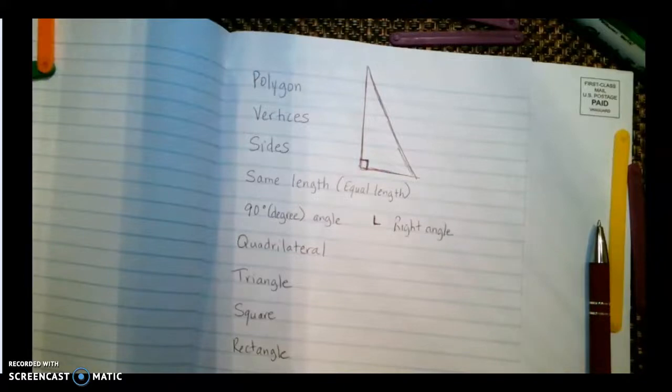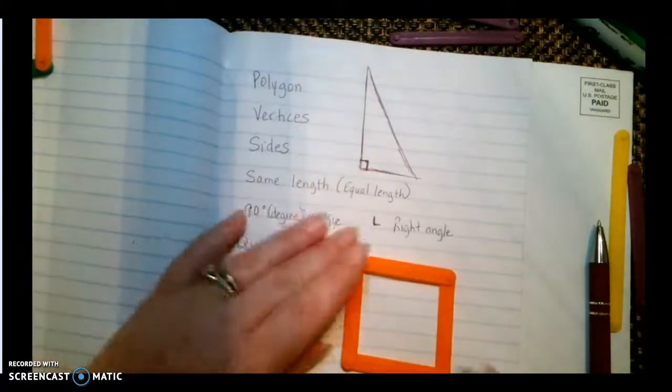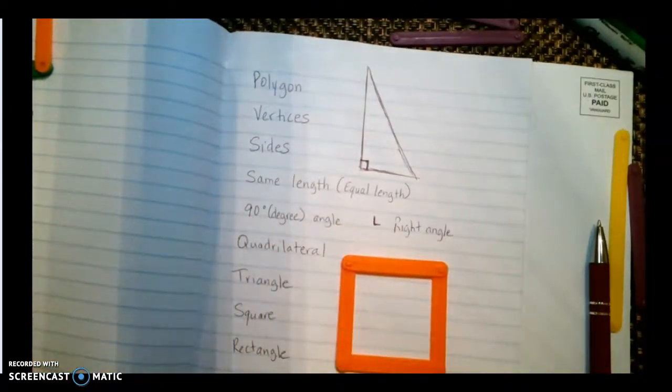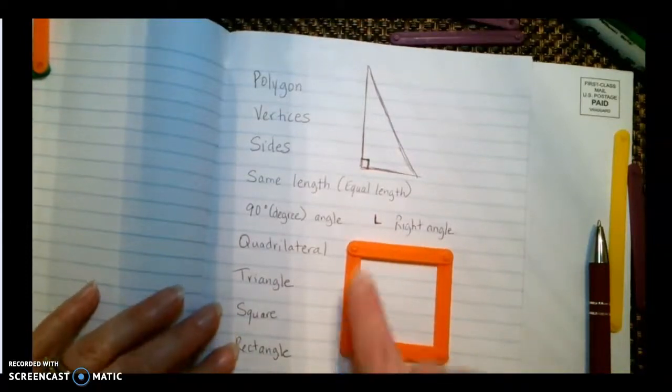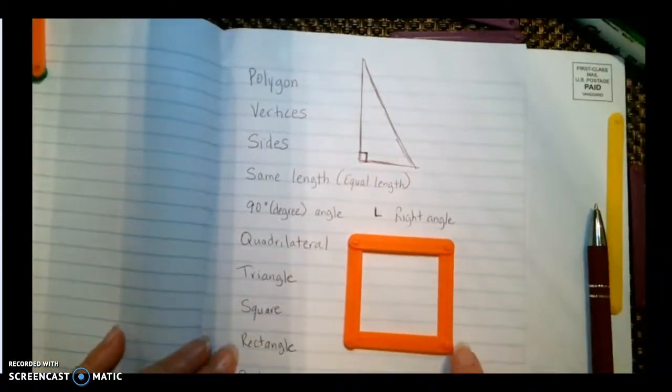Okay, a square. We've already talked about a square a lot. A square has 1, 2, 3, 4 sides, and it also has 1, 2, 3, 4 vertices. And remember the special rules about a square. It has 4 sides of equal length and 4 right angles. Those are also called 90-degree angles.